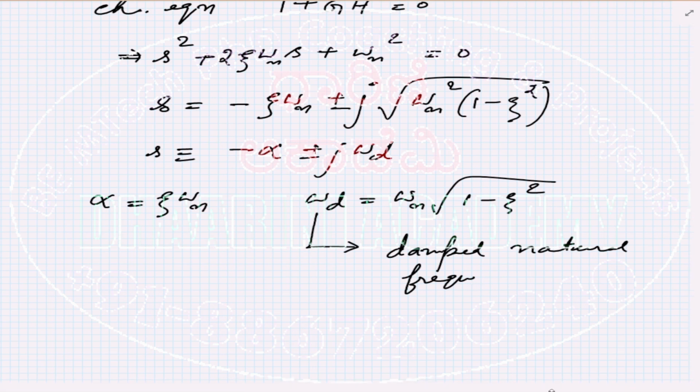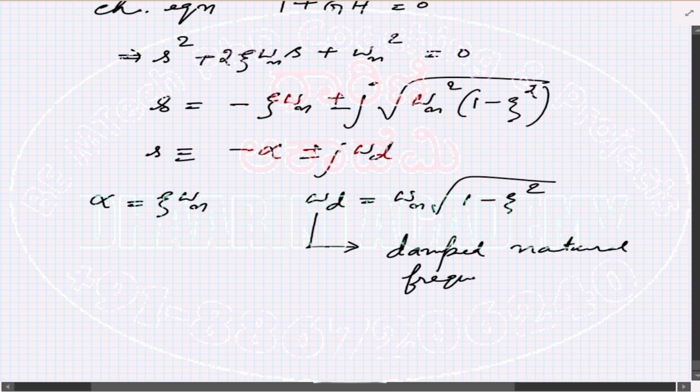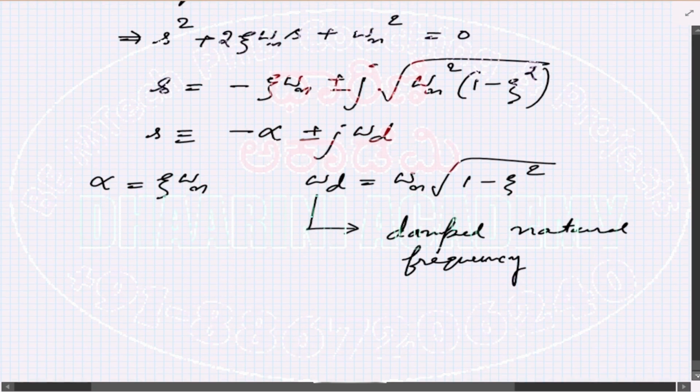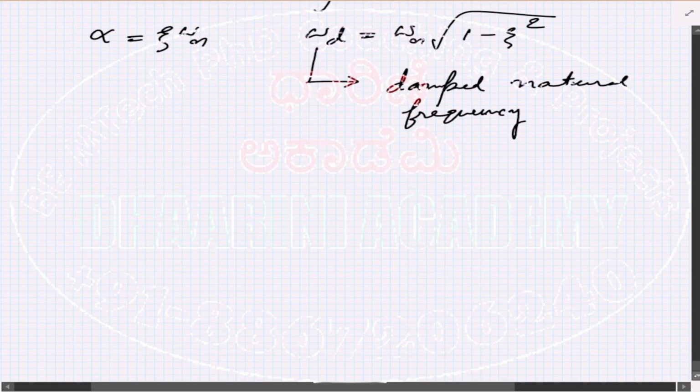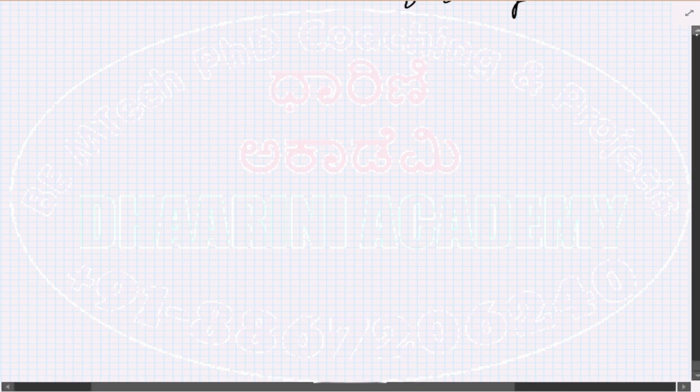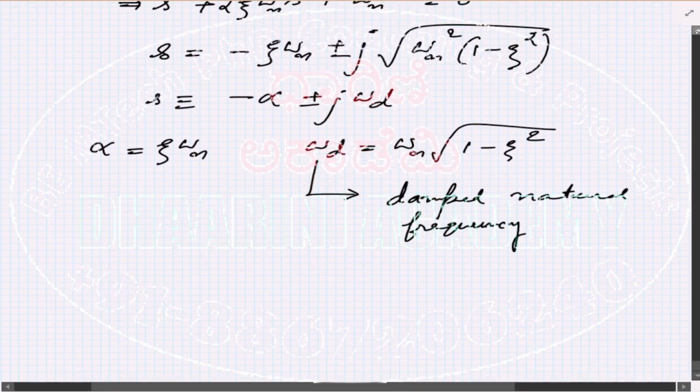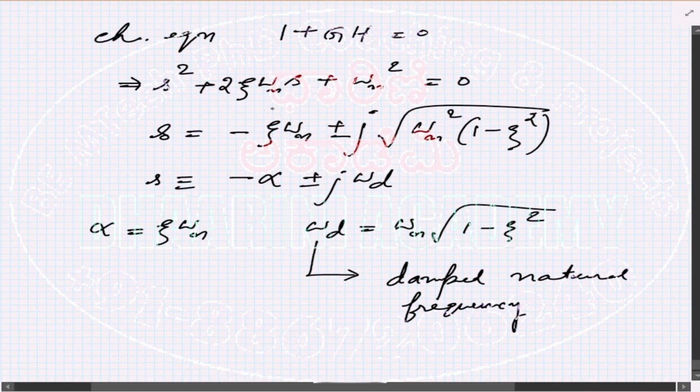All right. So this is called the damped natural frequency, omega d, which is defined in this way. Now let's look at the same thing in a different fashion. When you substitute this value, let us try to substitute.